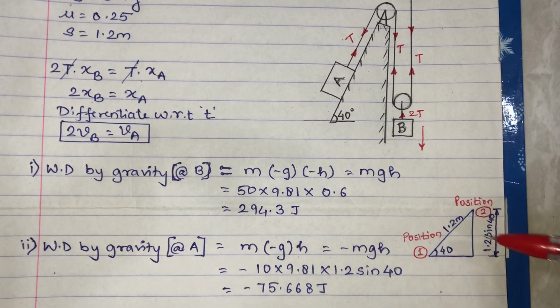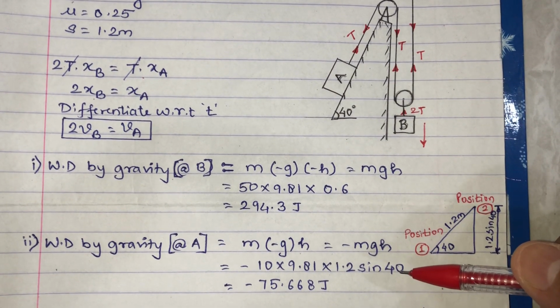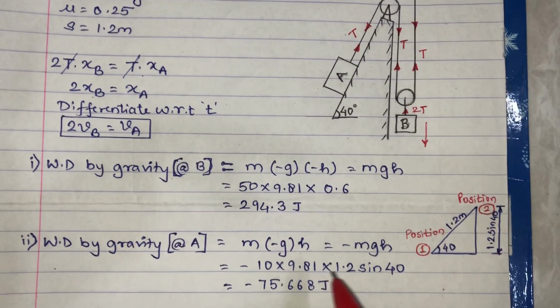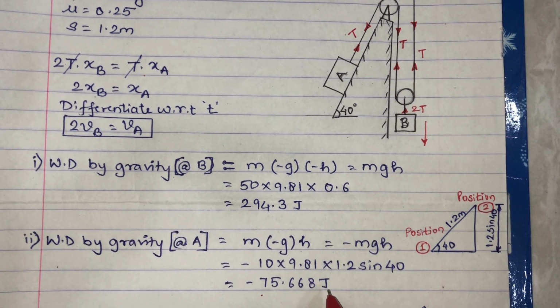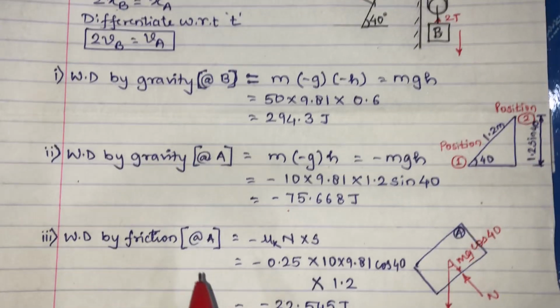Now why we are taking this rather than 1.2? As you know, the displacement is the shortest distance covered. So 1.2 sine 40. If we'll calculate that, we'll be getting minus 75.668 joule. Now we'll move further. Work done by friction.